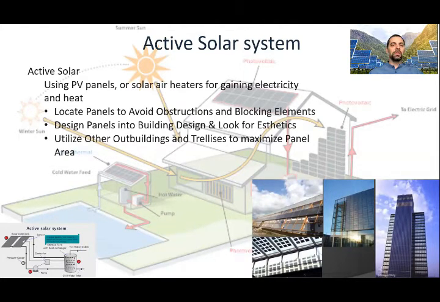Active design means some greenhouse gas emissions, such as CO2, and can be expensive, and more equipment is needed for installation. On the other hand, if one installs panels to avoid obstructions and blocking elements, it can be very effective. With good sense, designing panels into building design can be aesthetic as well.